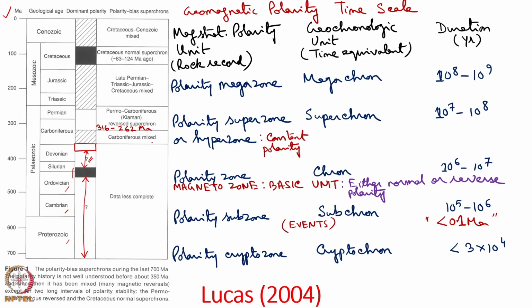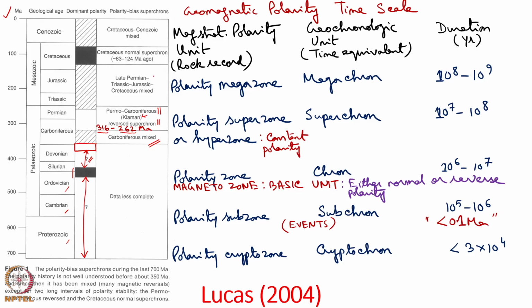In Carboniferous, a mixed signal was found, which is shown by these dashed lines, and beyond that there is a Permo-Carboniferous prominent reversed superchron from approximately 316 to 262 million years. Note that the numbers that I have given may change a few million years here or there depending on the latest findings. This is also known as the Kiaman reverse superchron. Kiaman is a locality from where it was well understood.